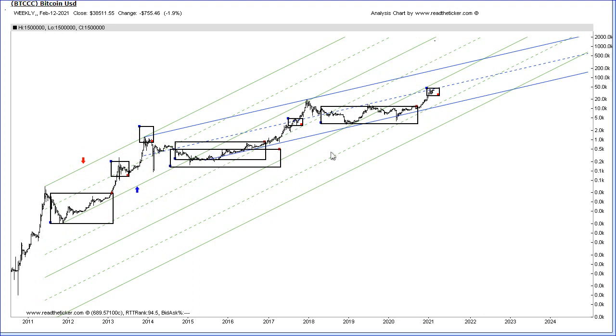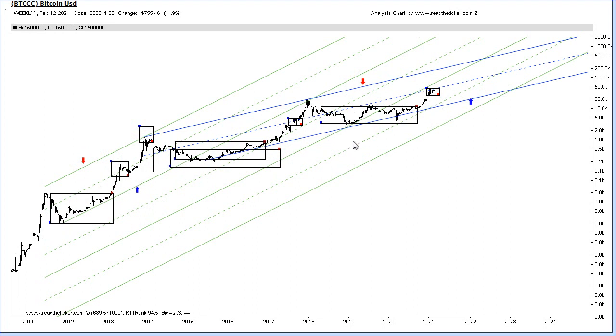Now this channel, the blue channel here, is a more senior channel. As you can see, it's slower pointing than the original channel because obviously it's a maturing market. So let's just call that the teenage channel. So we're into our third accumulation here.